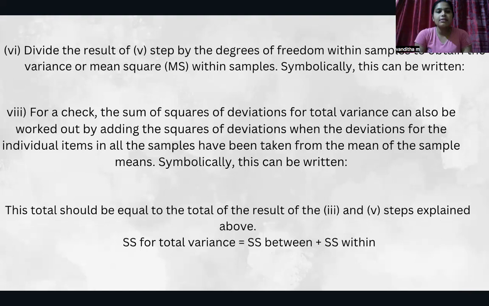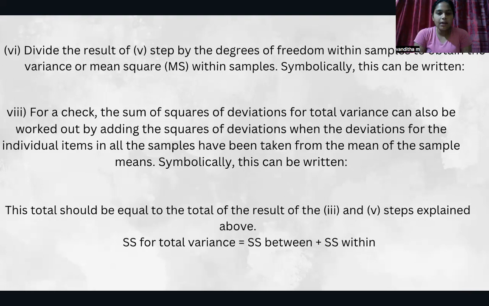Next, we divide the result of step 5 which we have performed before, that is degree of freedom, with total variance of mean squares within the sample. Next step, for a check, the sum of squares of deviations for total variance can also be worked out by adding the squares of the deviations when the deviations for the individual items in the samples have been taken from the mean of the sample means.